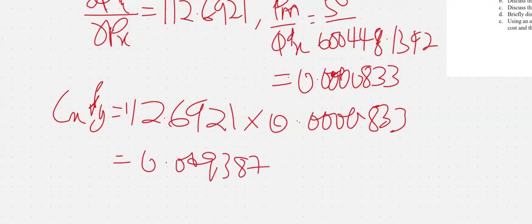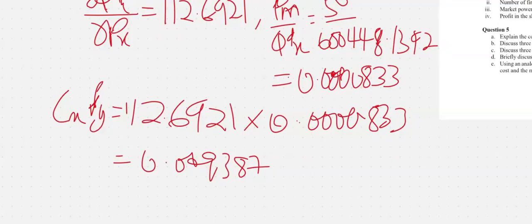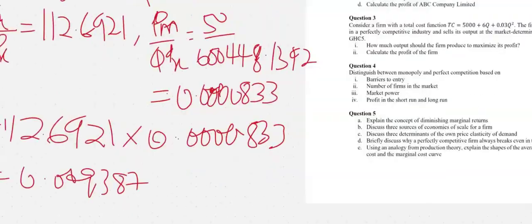Now, if we are to give the interpretation, we will say that because the cross price elasticity is positive, both goods are substitutes, right? Both goods are substitutes. That is the interpretation of this. But let's see what the question says.